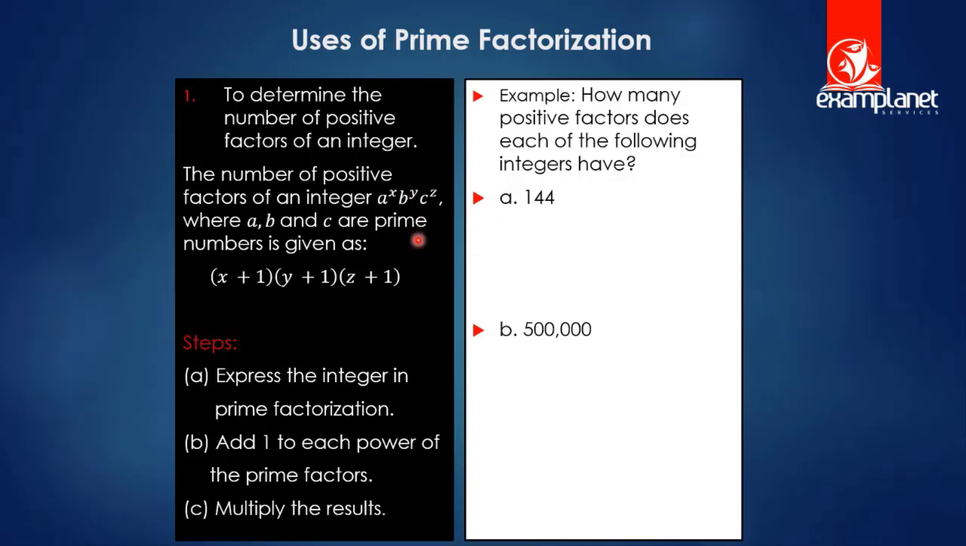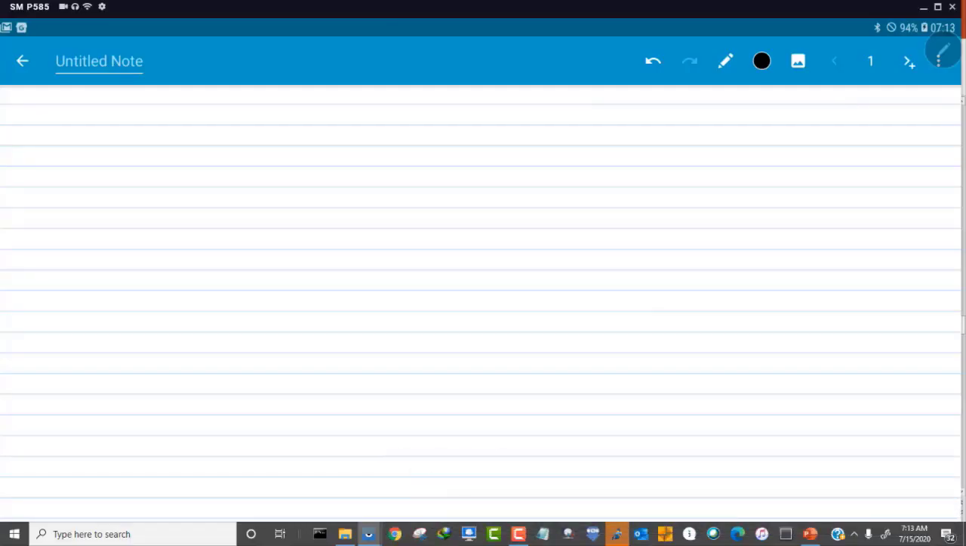Now, for example, example A says, how many positive factors does each of the following integers have? A, 144. So we want to know how many factors 144 has. Now, let's follow these 3 steps and see the number of factors 144 has. So first thing we want to do is to express our 144 in prime factorization.